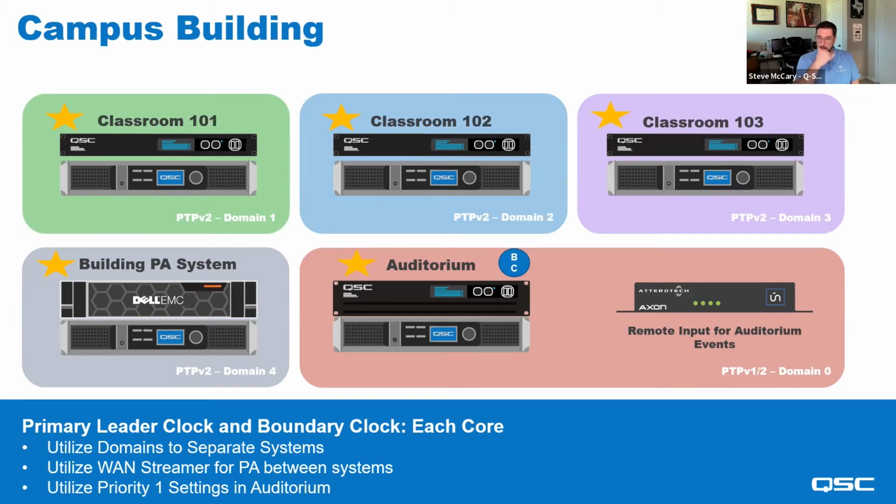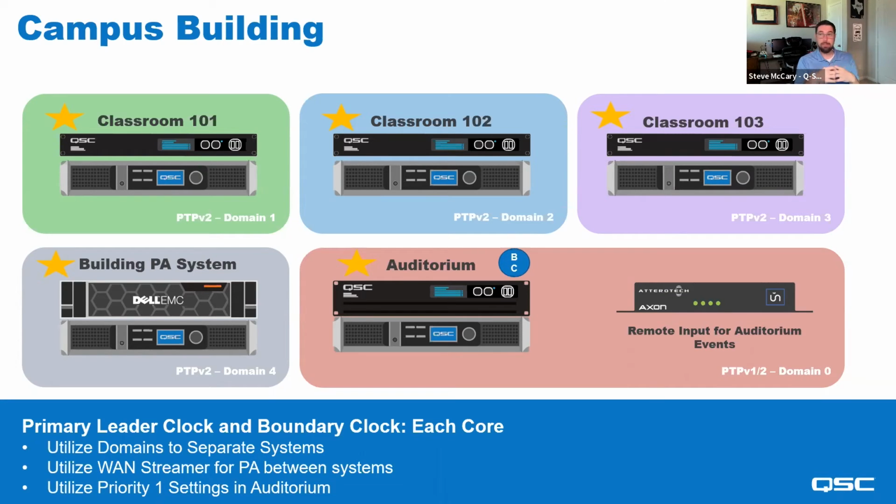And the other thing that we'll do at this point is, because we've got that PA system, which is inherently sending audio between these different domains and these different cores, we would use a WAN streamer to do that, because WAN streaming is not clocked.